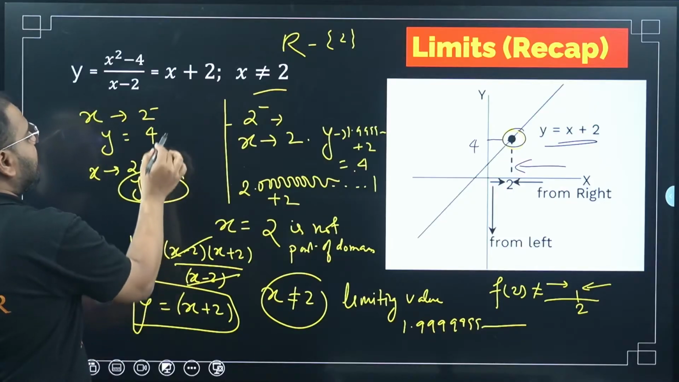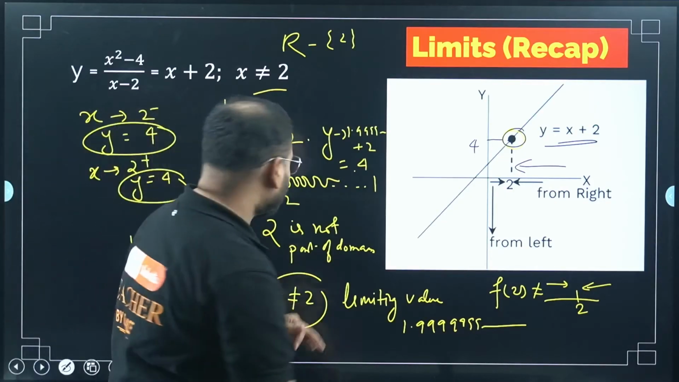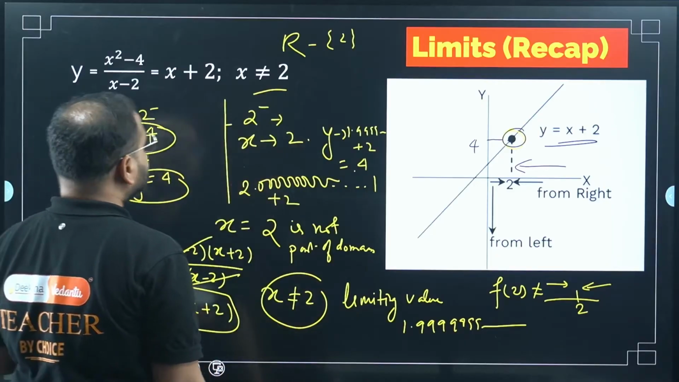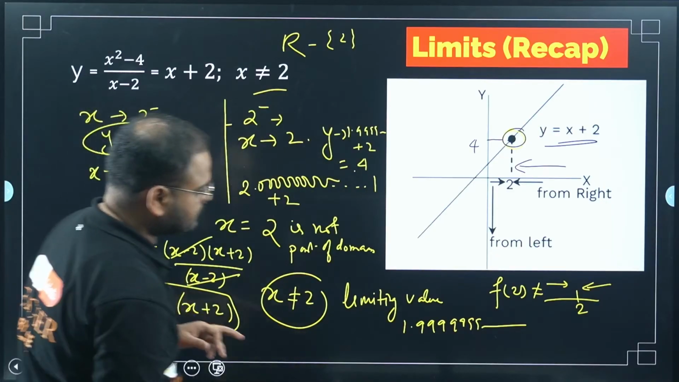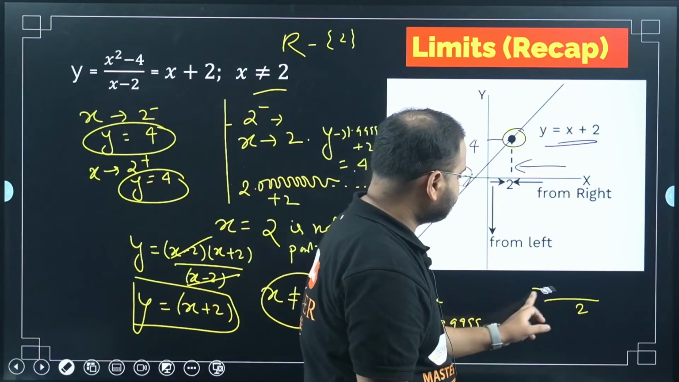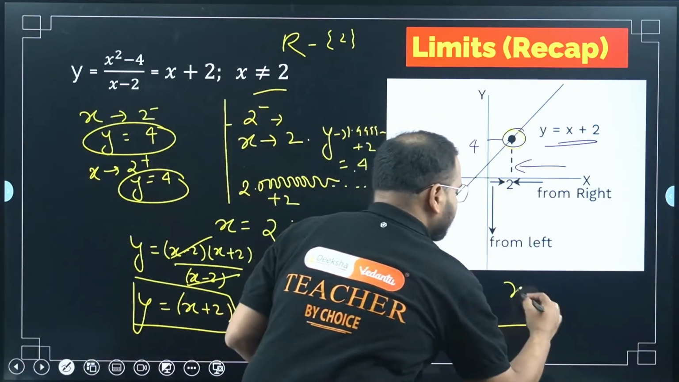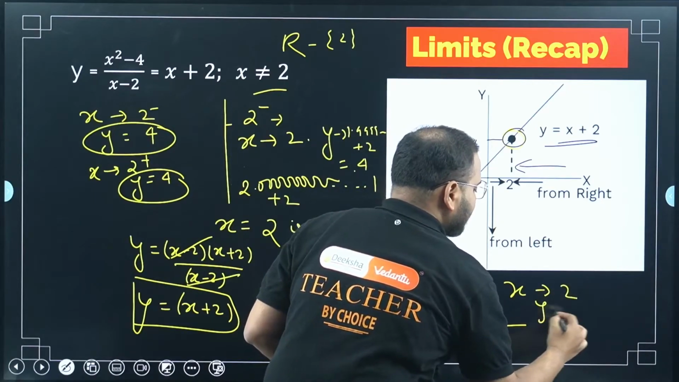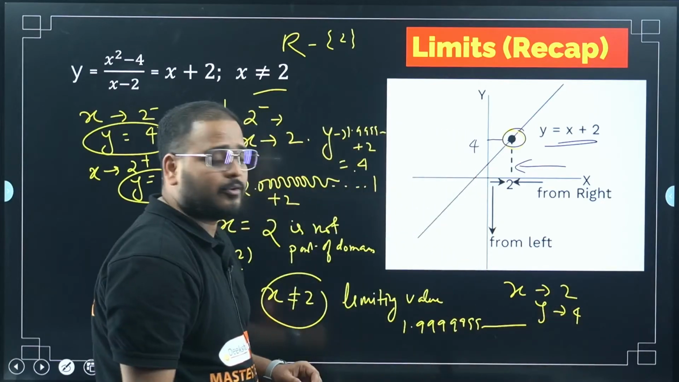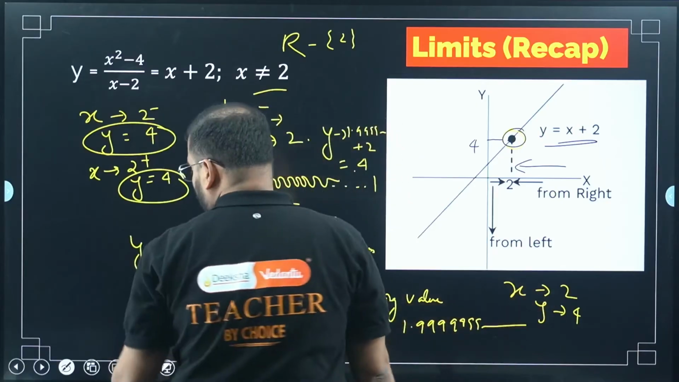Okay, sir. Now, sir, why are you writing equal to 4? Sometimes people write this also. Let me write it here. Sometimes people will write: x tends to 2, y tends to 4. This is not correct. When x tends to 2, y is equal to 4, not tends to.